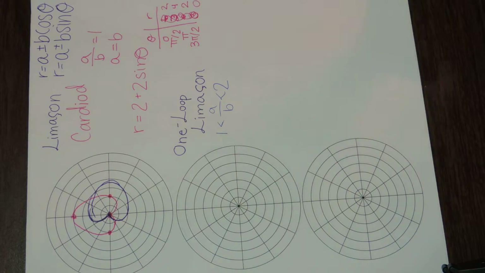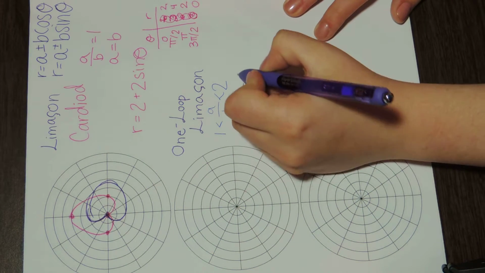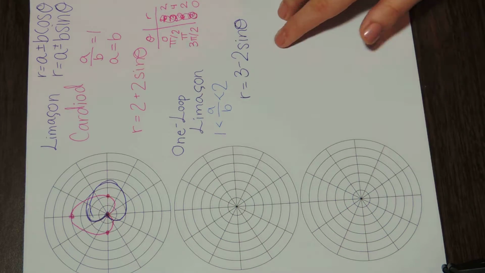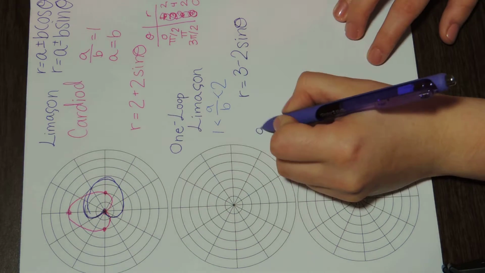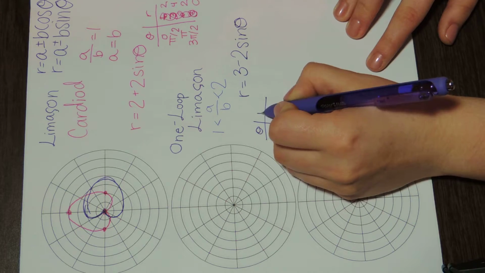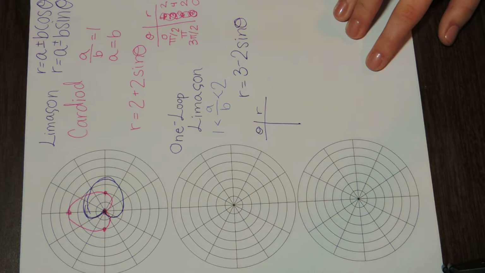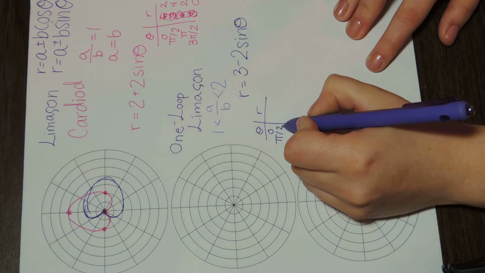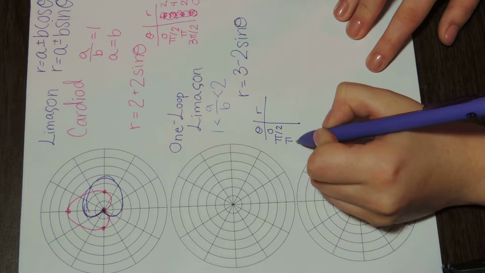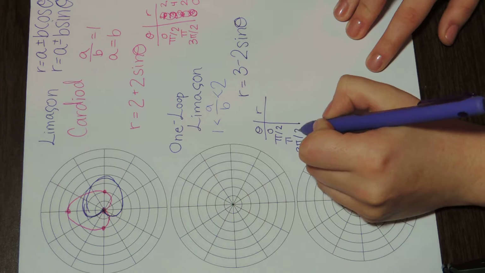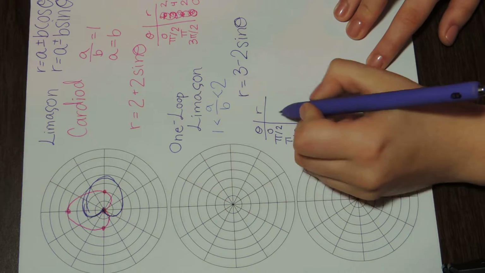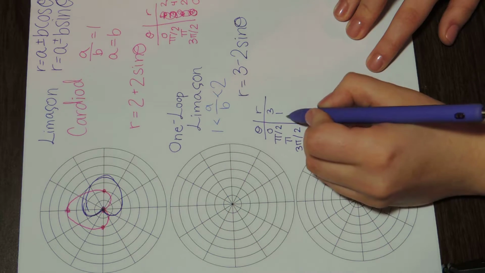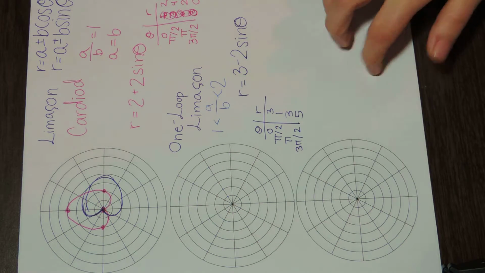So an example of that is going to be r equals 3 minus 2 sine theta. We identify that as a one-loop limaçon. Once again, you are going to do your table of values for this, and you are going to get the following answers. You should have 3, 1, 3, and 5.